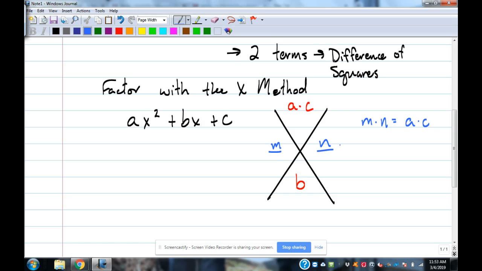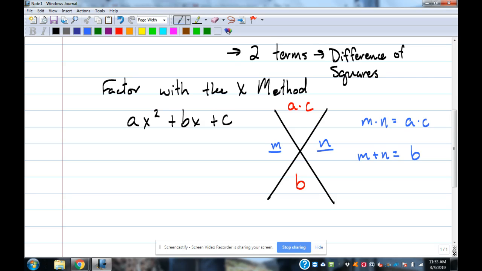thing as A times C, but then they have to add to be whatever B is. We need the numbers to multiply to be the same thing as the top, add to be the same thing as the bottom. And if we can find those, then that's going to allow us to use this X method to rearrange a trinomial into a polynomial that has 4 terms, and that'll allow us to group.